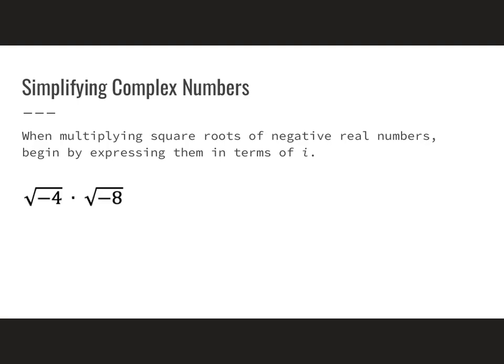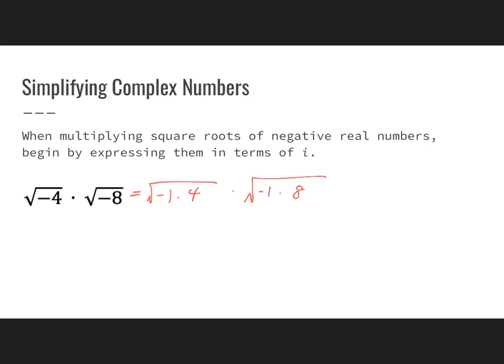When we're working with simplifying complex numbers, let's say we're multiplying two square roots of negative real numbers. We want to first begin by expressing them in terms of i. We saw a previous example of something similar. Let's flesh this out with more detail. I can rewrite the square root of -4. I can always rewrite the square root of a negative number as the square root of -1 times the absolute value of -4, which is 4. So I just rewrote the square root of negative 4 as the square root of negative 1 times 4. And I can do that with negative 8 as well, so I can write the square root of negative 1 times 8 instead of the square root of negative 8.